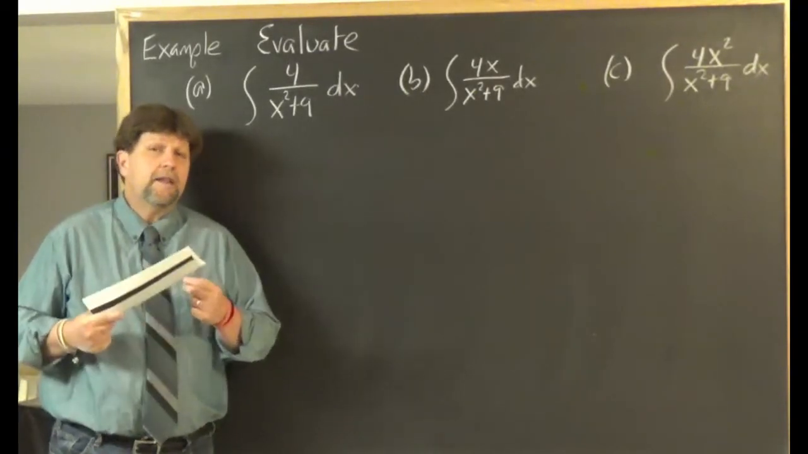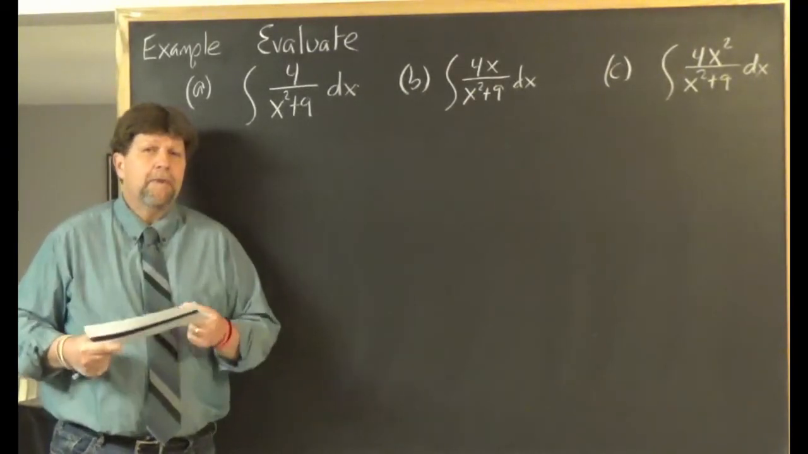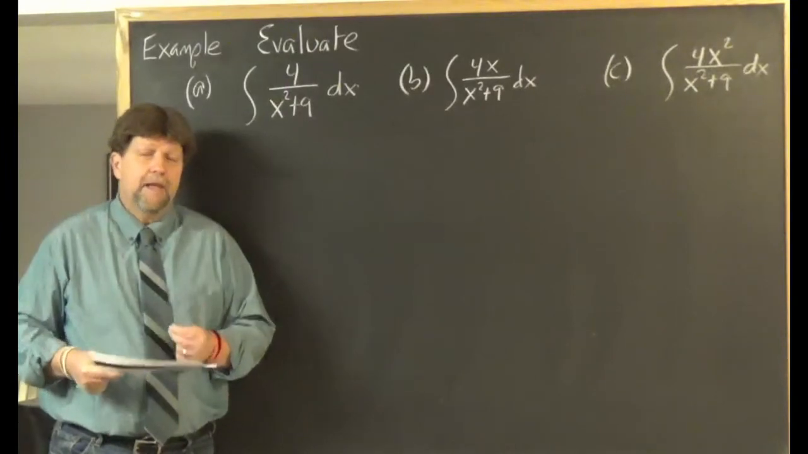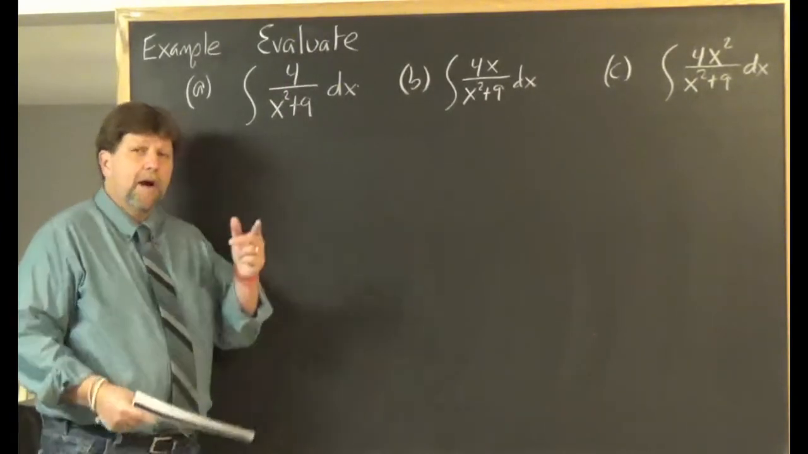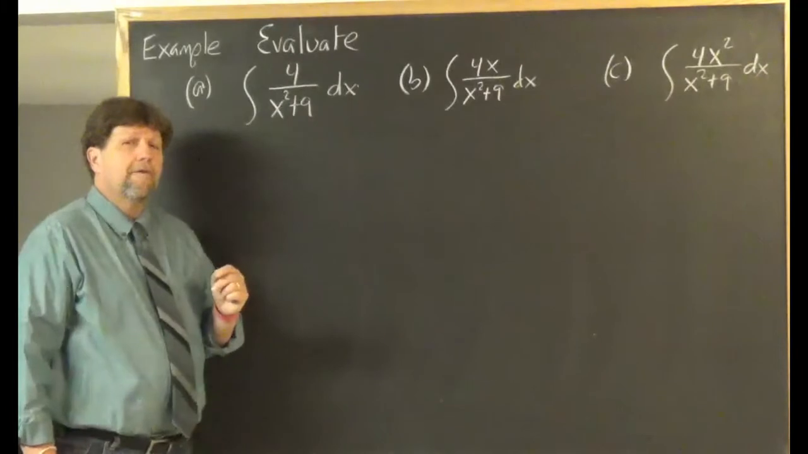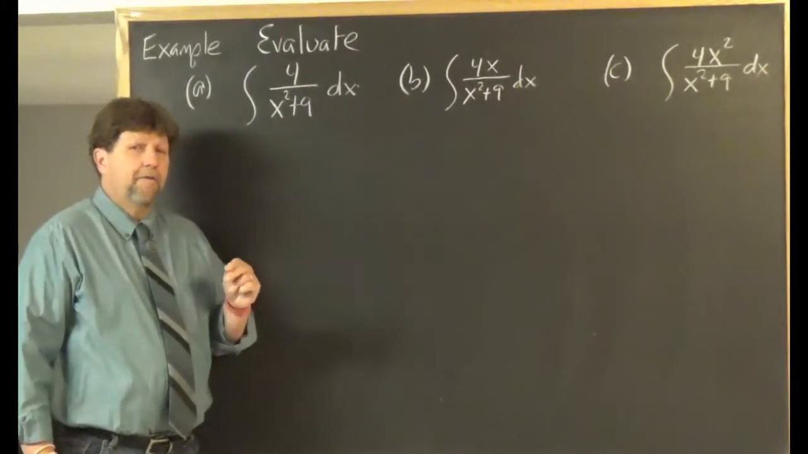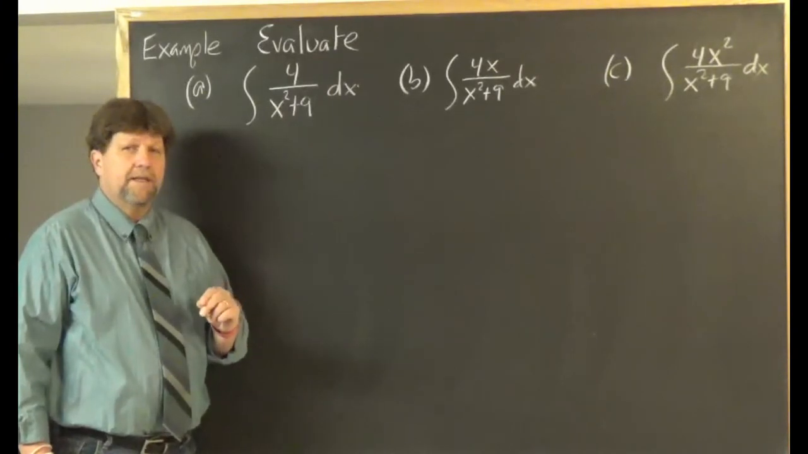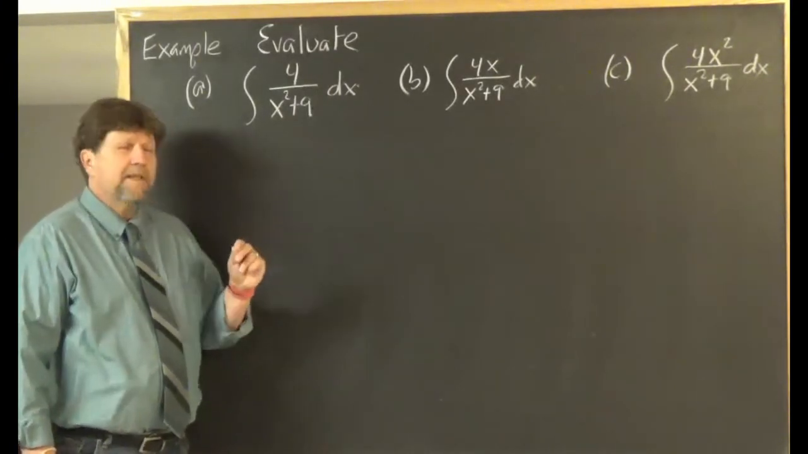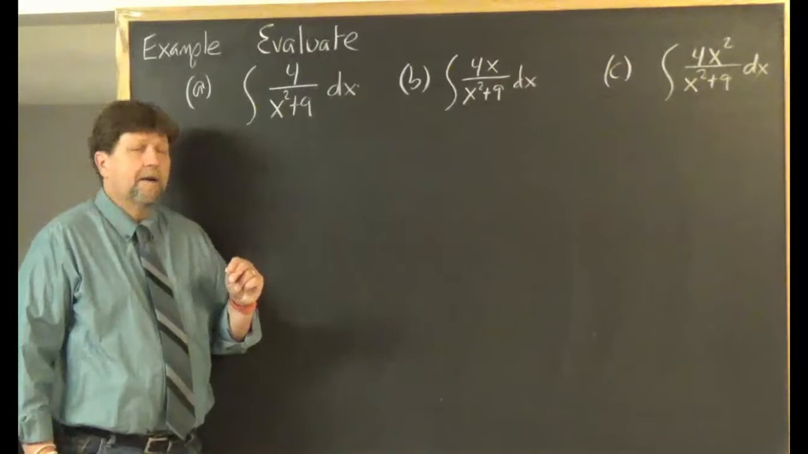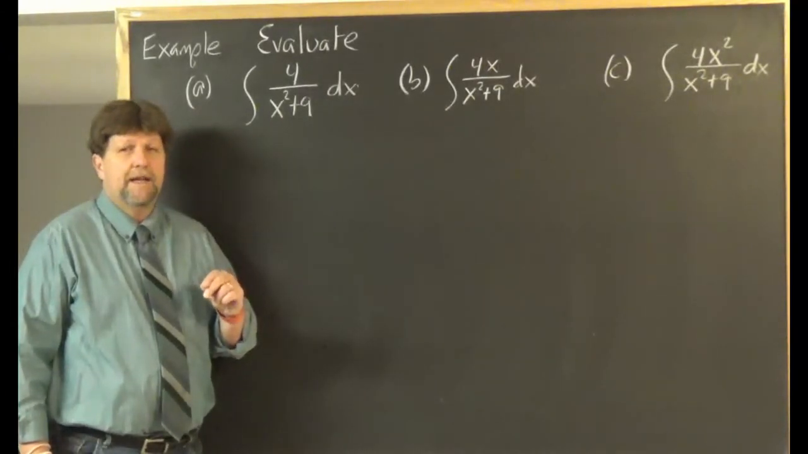So to get this whole process started, for this example, it has 3 parts. In part A, integrate 4 over x squared plus 9 dx. Part B, integrate 4x over x squared plus 9 dx. And in part C, integrate 4x squared over x squared plus 9 dx.